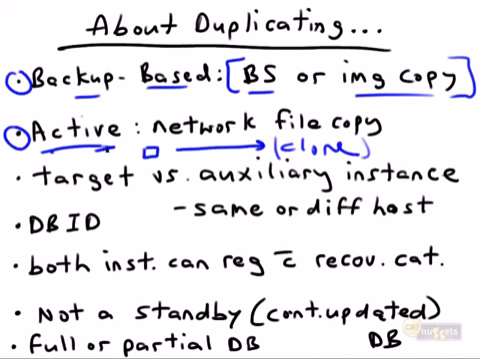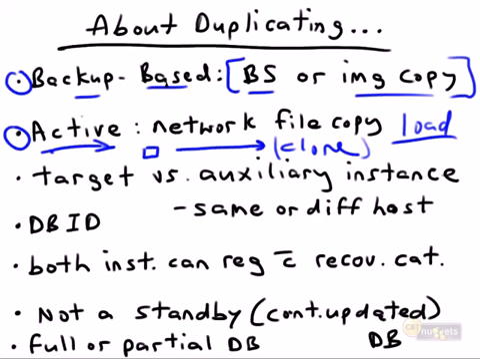Some administrators like the fact that in an active database duplication, we can keep the production database online and working just fine. The biggest downside to active DB duplication, of course, is the system load that's required in terms of CPU and memory utilization on your target server or the primary server, as well as the network traffic.